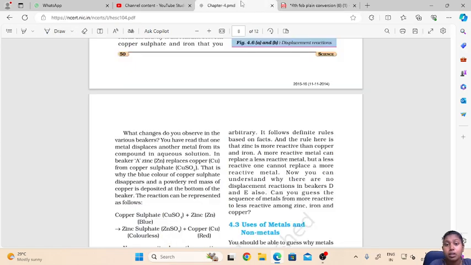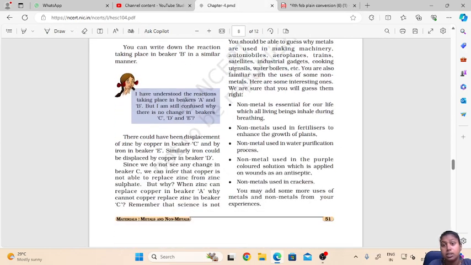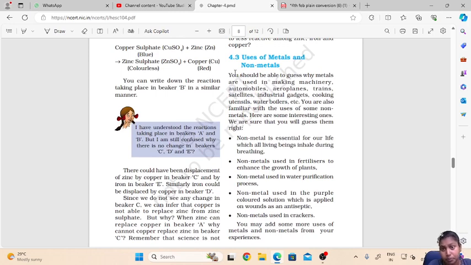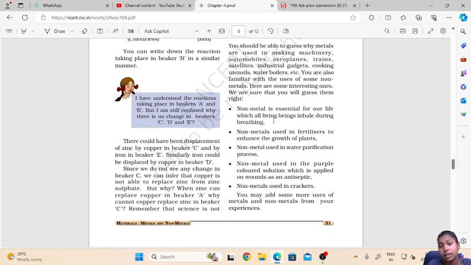Okay. Now the last part is the uses of metals and non-metals. Generally we know where metals and non-metals are used from the examples we have seen. Metals are used in making machineries, automobiles, aeroplanes, trains, satellites, and cooking utensils that we use in our kitchen. Similarly, we are familiar with the uses of non-metals. Here are some interesting ones. We're sure that you will guess them right.